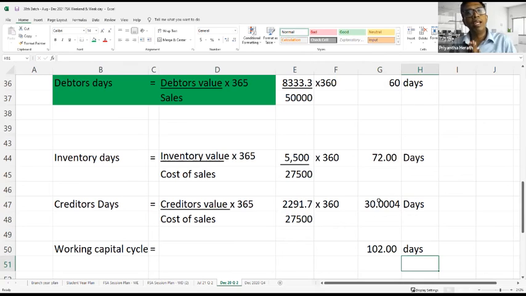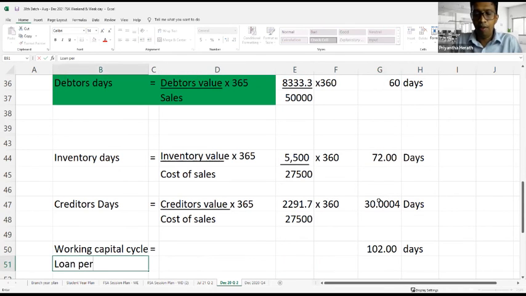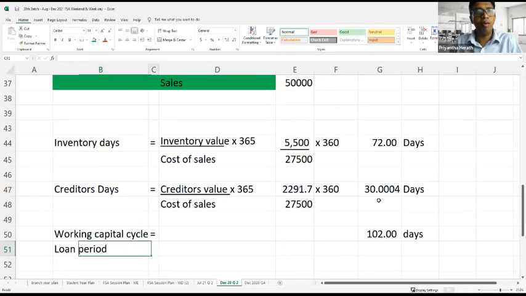Therefore, when they get a loan from the bank, the loan period should be 102 days, right? The loan period answer: 102 days.